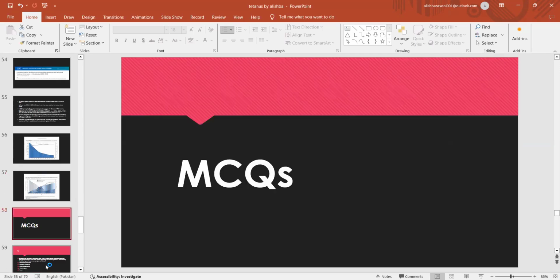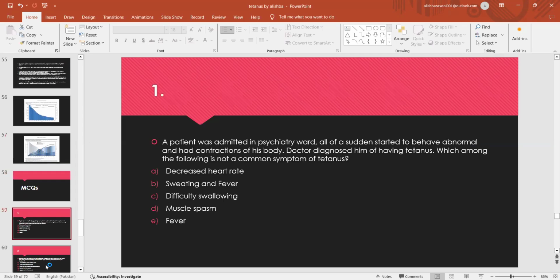Now it's time for the MCQ session. A patient was admitted in the psychiatry ward. All of a sudden, he started to behave abnormally and had contractions of his body. The doctor diagnosed him as having tetanus. Which among the following is not a common symptom of tetanus? A. Decreased heart rate. B. Sweating and fever. C. Difficulty swallowing. D. Muscle spasm. Or is it E. Fever? It's A.